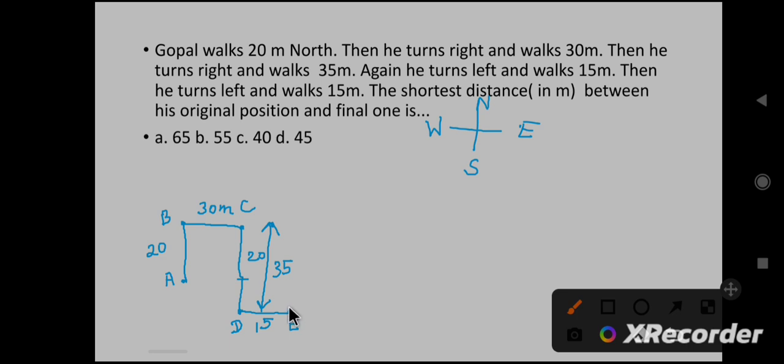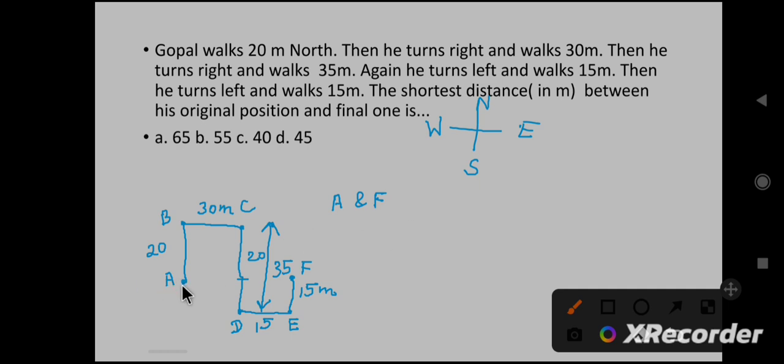Then he turns left. Again from here, his left hand side is towards north, right? So on his left hand side he is moving, and he reaches 15 meters. Let us consider that this is point F. After 15 meters, he has reached a point F. The shortest distance between his original position and final one: his original position is A and his final position is F. So the distance between A and F is what they have asked.